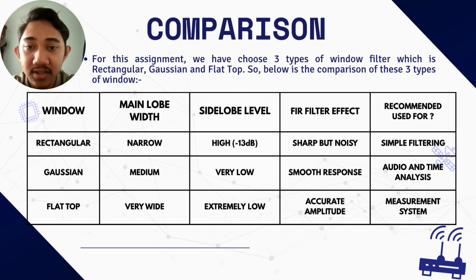And the last one is the flat top window. This has a very wide main lobe. It features extremely low side lobes, and its primary strength is providing highly accurate amplitude measurement, which is why it is the standard choice for measurement systems. So, in summary, choosing a window is always a balance between the sharpness of the filter and the cleanliness of the signal.